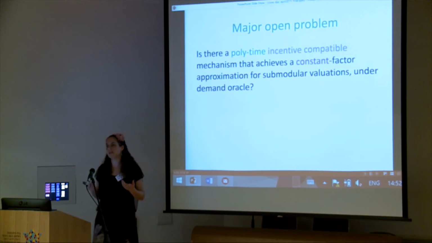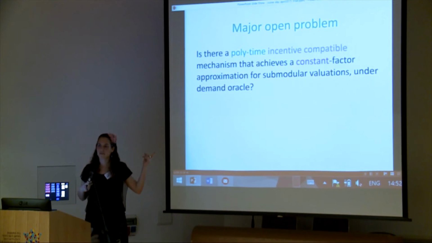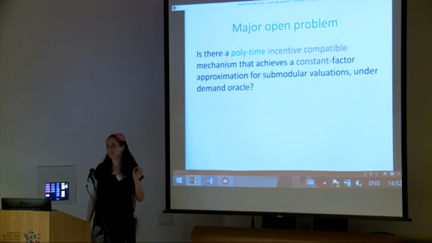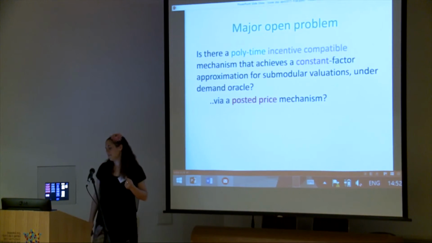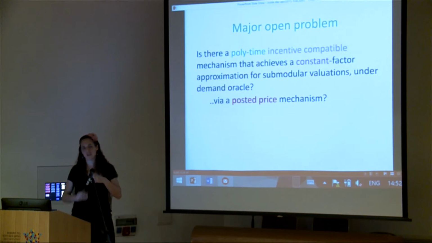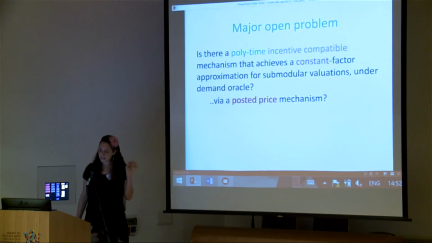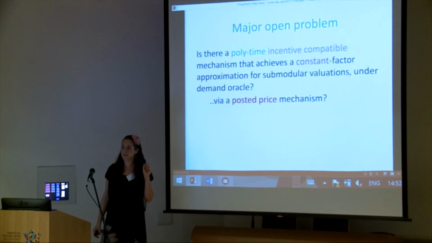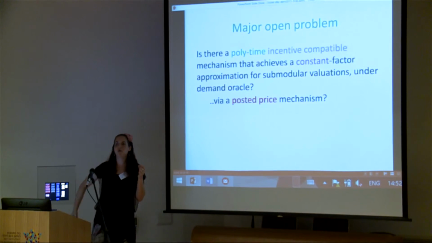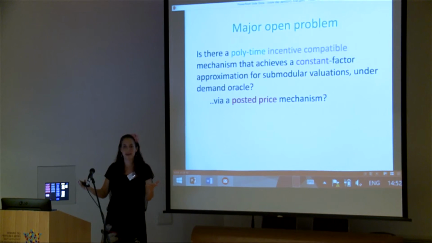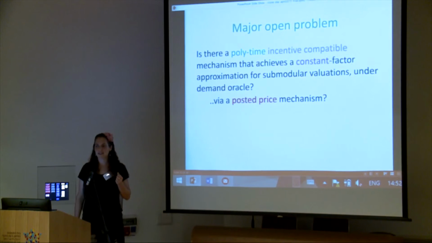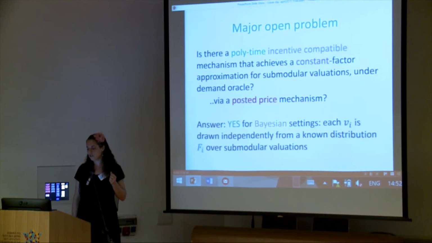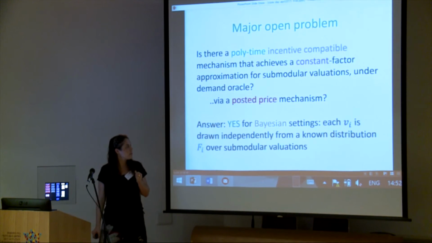Is incentive compatibility coming for free for submodular valuations? And in the context of this talk, I want to make my life even harder and ask whether I can do it not just with any mechanism, but with this posted price mechanism, this very simple mechanism that simply posts prices on the items and lets the agents choose their most preferred bundles. So we don't quite answer this question, but we do answer it in a Bayesian setting.